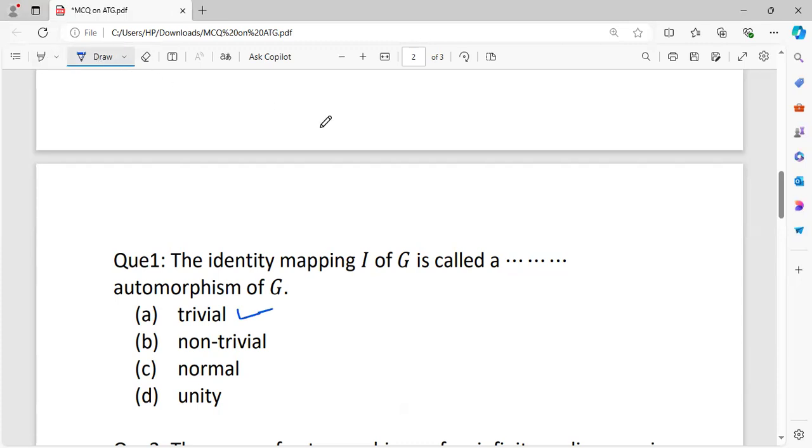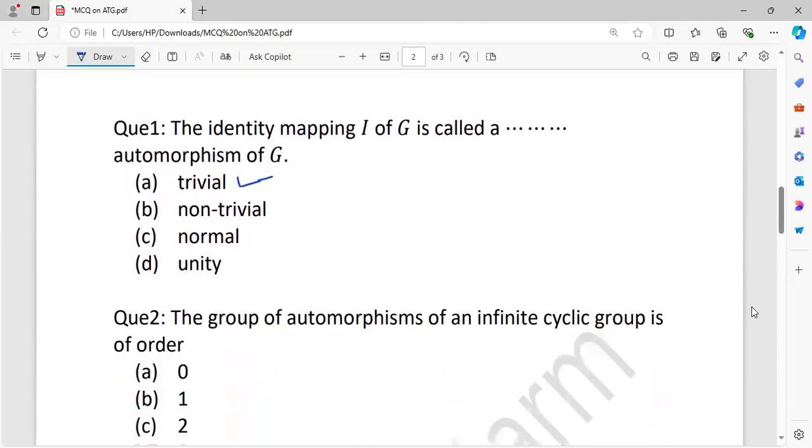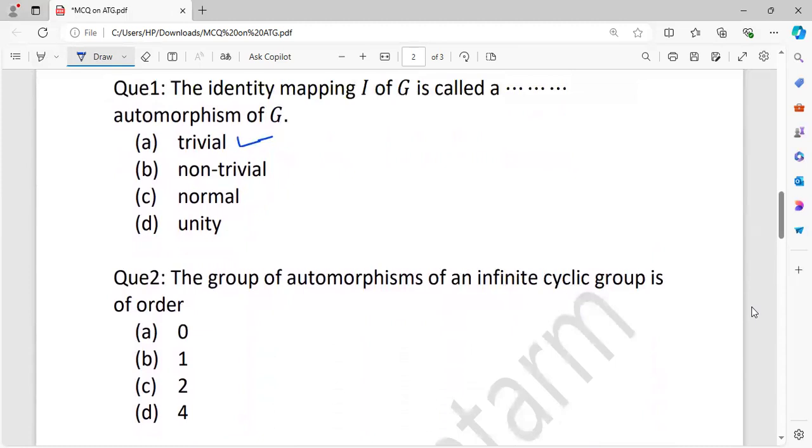Okay. So next question is that the group automorphism of an infinite cyclic group is of order. Infinite cyclic group has two generators. Okay, and automorphism takes generator to generator. So only two automorphisms are there. So which option is correct? Option number C is correct.